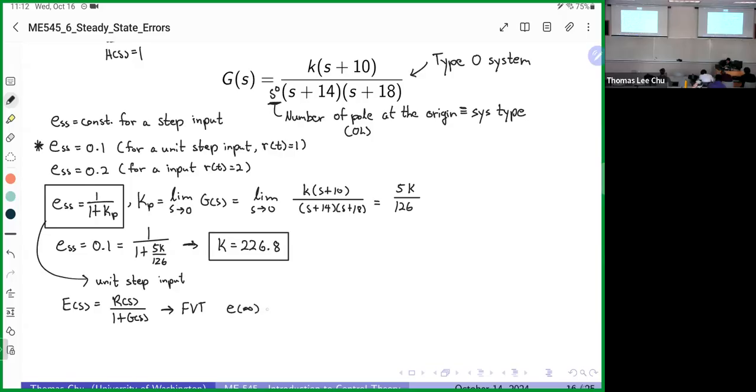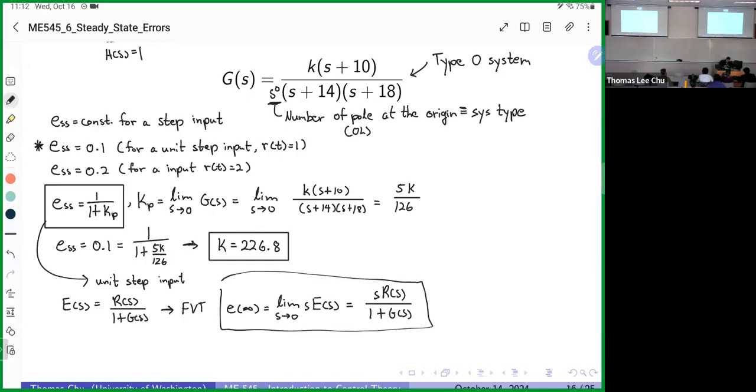error at infinity is equal to the limit as S goes to 0 of S times E of S, and that's going to be equal to S times R of S divided by 1 plus G of S. So this is the universal equation for finding steady state error for a non-unity input. And it'll also work for unity input as well.